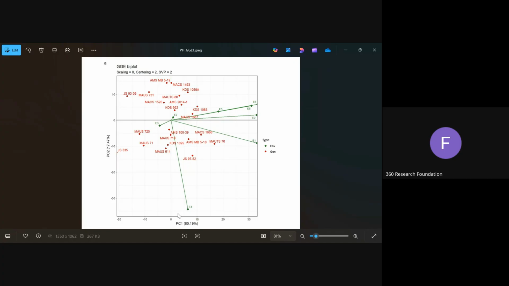Likewise, in contrast, just see environment E3 and E7. They have a shorter vector. That means their discrimination is very limited.